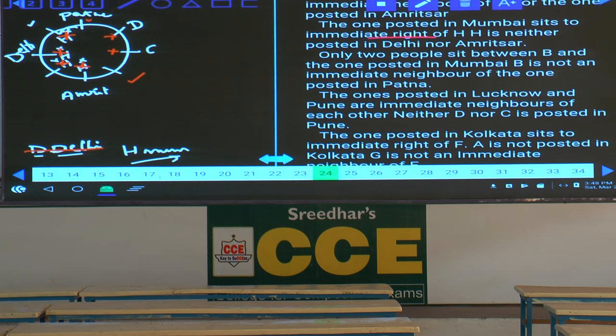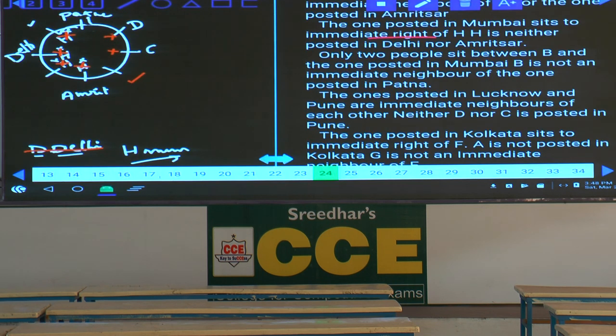Then B is not an immediate neighbor of the one posted in Patna. And H is neither posted in Delhi nor Amritsar. We are taking that information. Only two people sit between B and the one posted in Mumbai. Now we need to find out the positions of this H and Mumbai. Now, can you take the person from H like this?